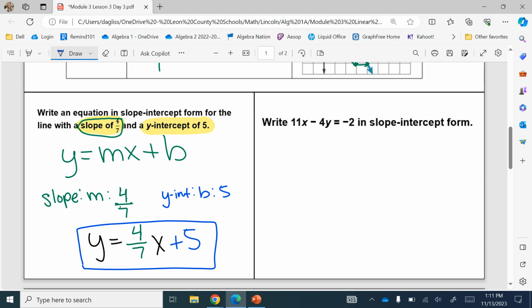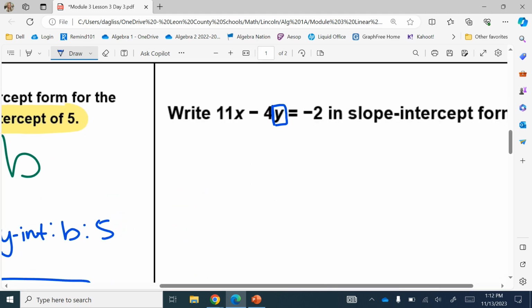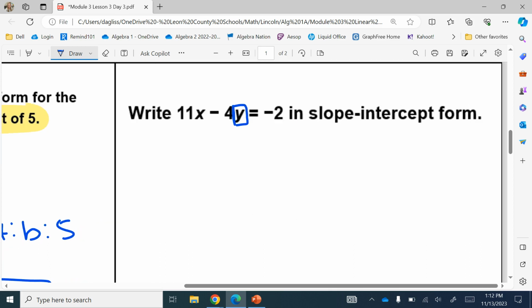Okay, so standard form is when your X and your Y are on the same side together. So that's what's happening right now. It wants me to rewrite it into slope-intercept form, so it wants me to rewrite it to where y is by itself. Okay, so here's my y. I need to move 11x over, and I need to move the negative 4 over. We're going back to like chapter 1 right now. How do we get the y by itself? What are you going to move over first before you divide? Subtract my 11x. Subtract 11x to the other side.